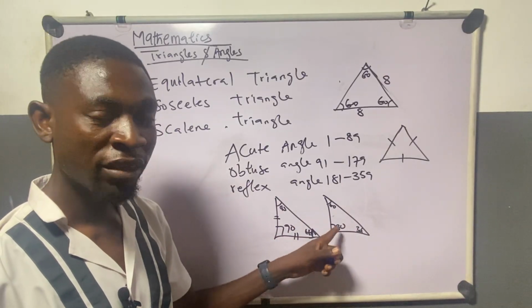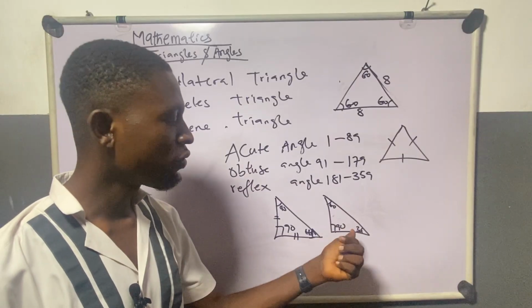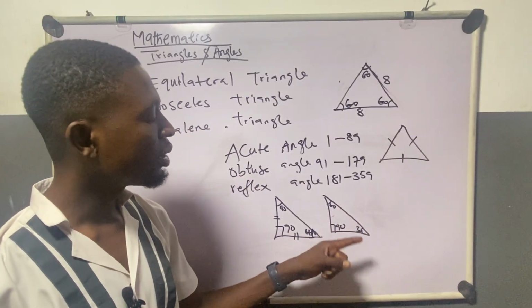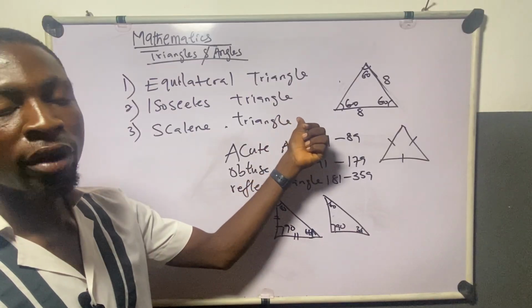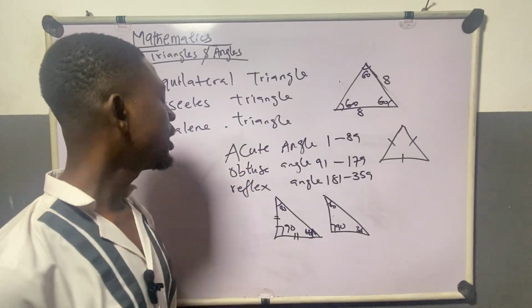In as much as it is equally called a right angle triangle because of this 90, in another way, none of the sides is equal. So it has the feature to be called a scalene triangle. None of the sides are equal.